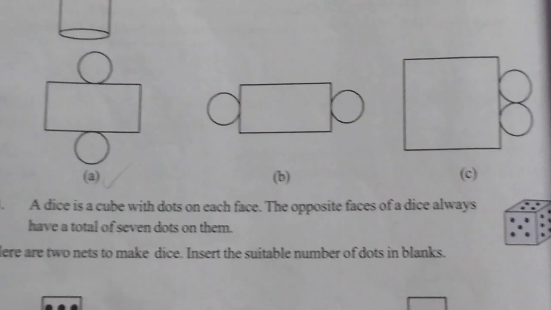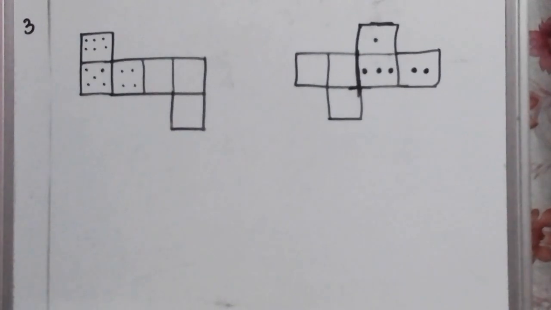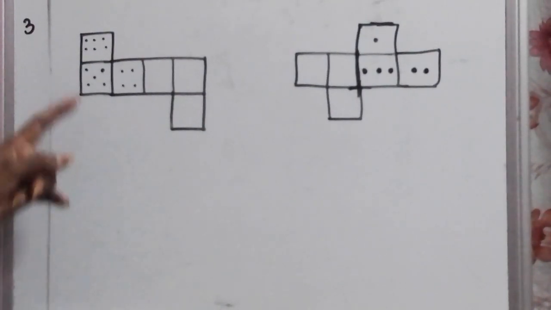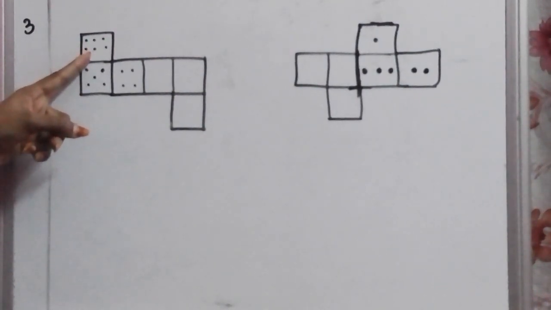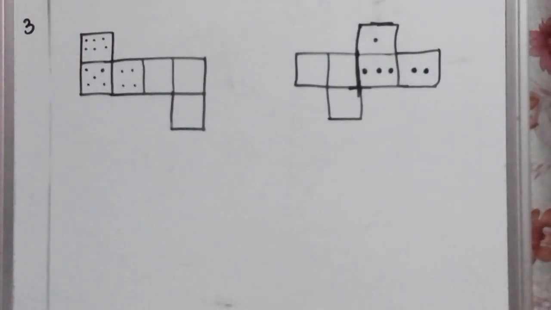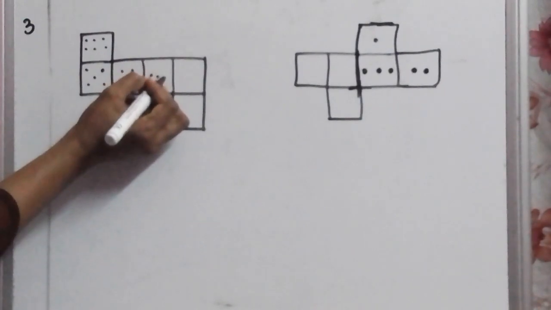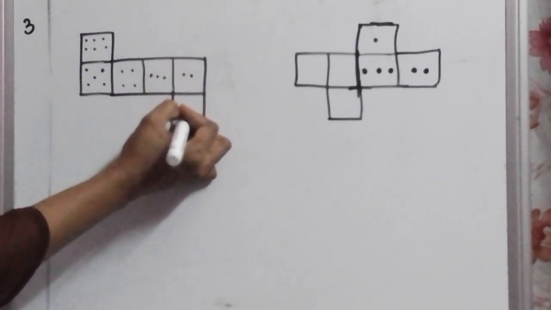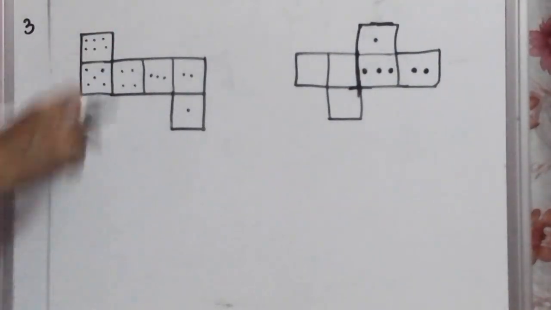Understood? In the third question, they have given a dice is a cube with dots on each face. The opposite faces of a dice always have a total of 7 dots on them. Here are 2 nets to make dice. Insert the suitable number of dots in blanks. So here the first one they have given 6, 5, 4 and then we have to complete this. 4, then you will have 3, then 2 and then 1. So this way you can complete.